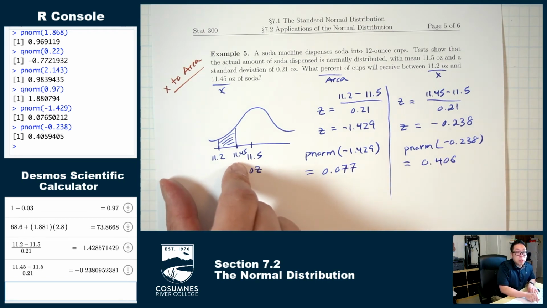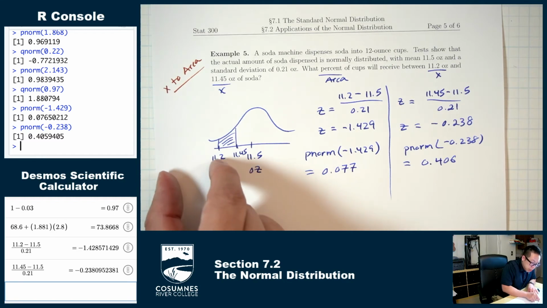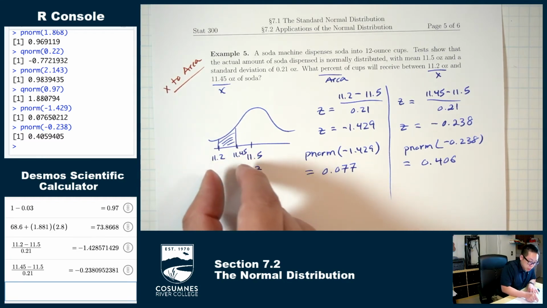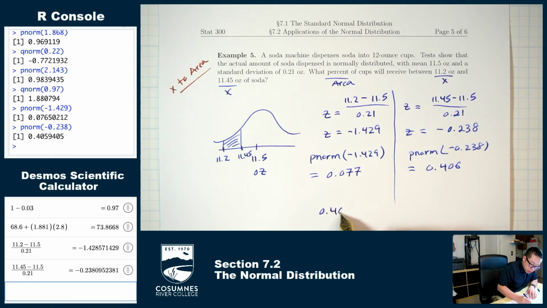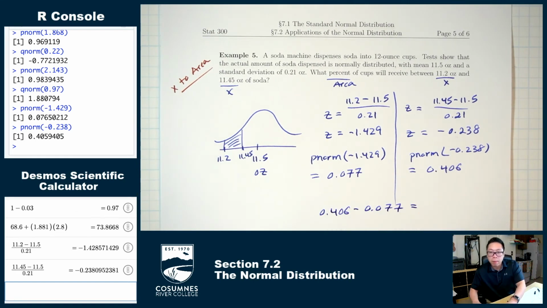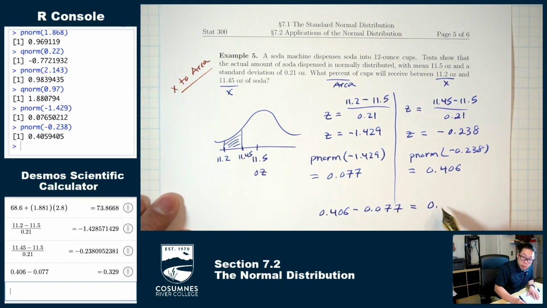I'm looking for the area between, so what do you do? If I just take 0.406, subtract 0.077, that should give me the area between. So I need to subtract. We're going to subtract bigger one minus a smaller one. So final answer is going to be 0.406 minus 0.077, 0.329.